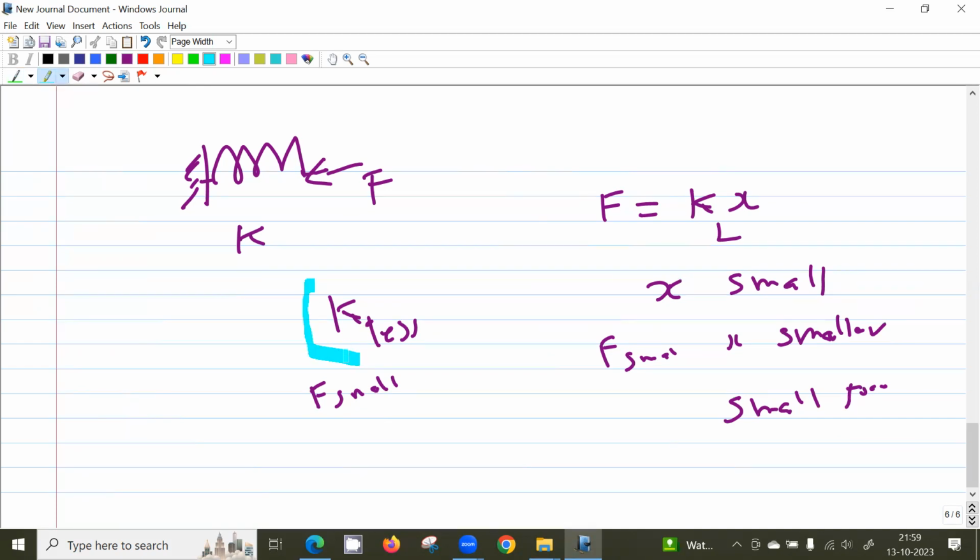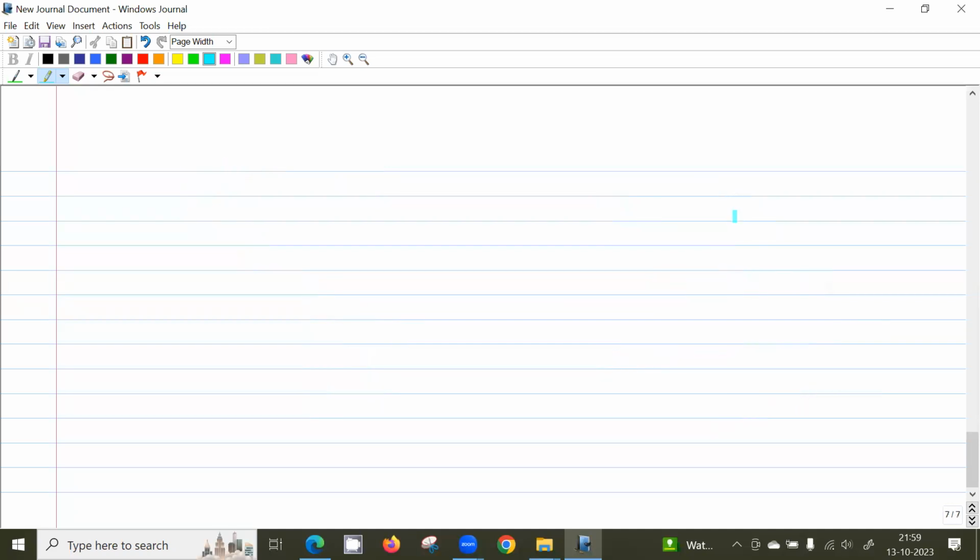Is it clear? See, the amount of compression in the spring is proportional to the force, right? And also the compression will be less if K is more for a given force. So if the force is small and the spring has got small K, then X will be appreciable. Is it clear or not? Yes, sir.